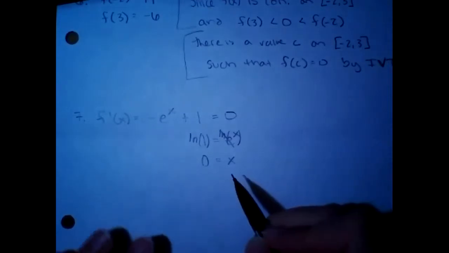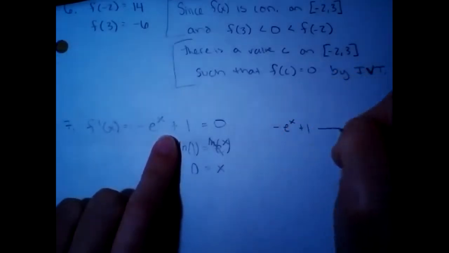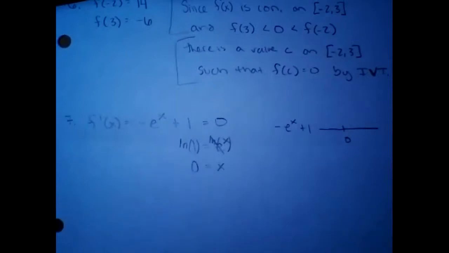Now the question just said find the relative extreme, so we don't know whether it is a maximum or a minimum. So I'm going to need to make a number line for this derivative. If it changes from positive to negative, then it's a maximum. If it changes from negative to positive, then it's a minimum.